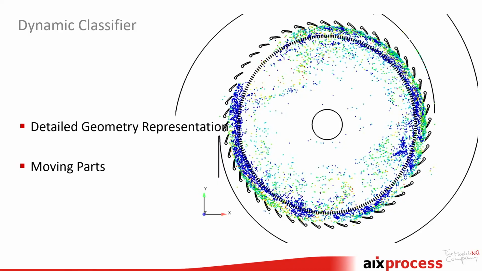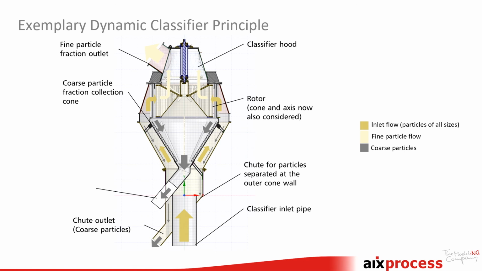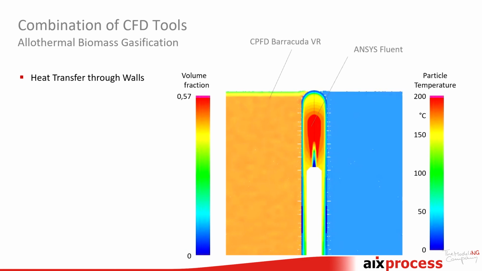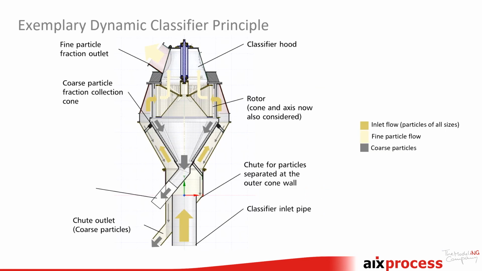So I chose the dynamic classifier as an example because it has detailed geometries and moving parts within it. If you are not familiar with classifiers, these are machines which allow you to separate coarse and fine particles and classify them by having a rotating cage here.